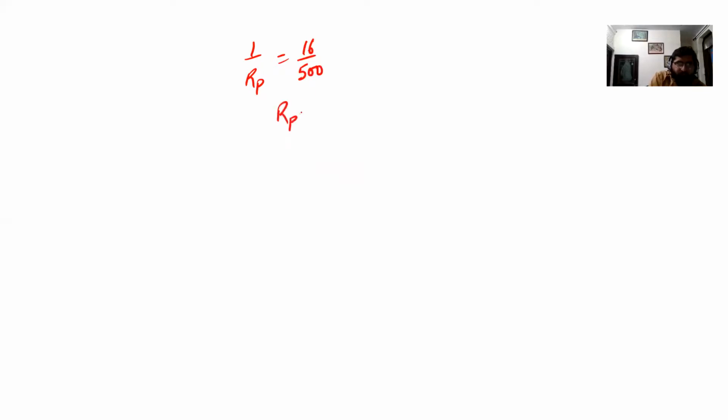Therefore, Rp, if I cross multiply, is 500 upon 16 ohms. So this is the equivalent resistance. Now the next step is to determine the current.